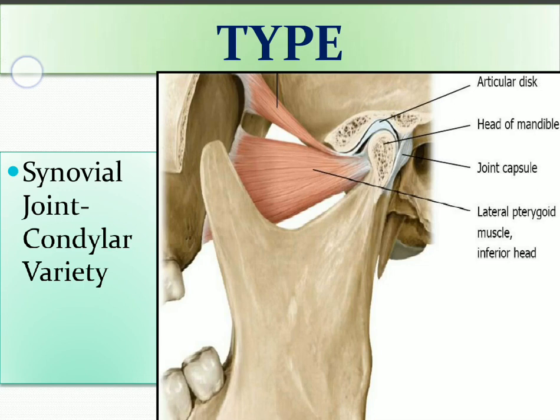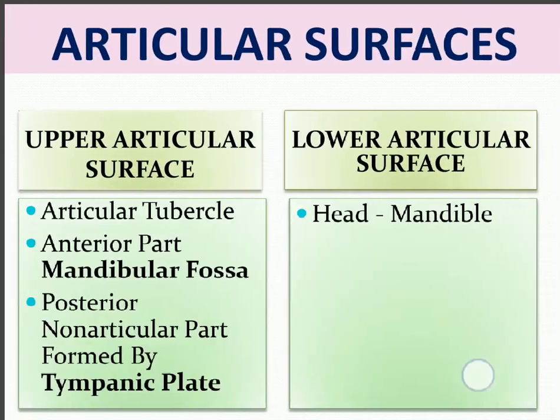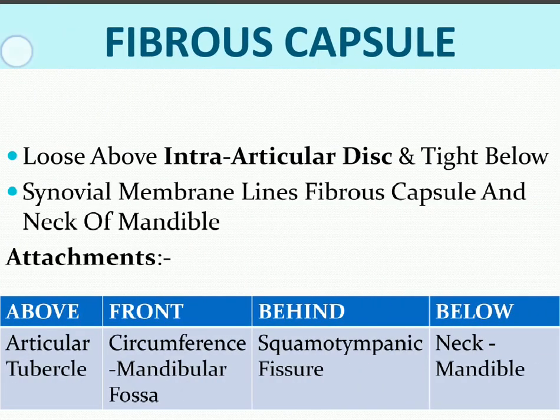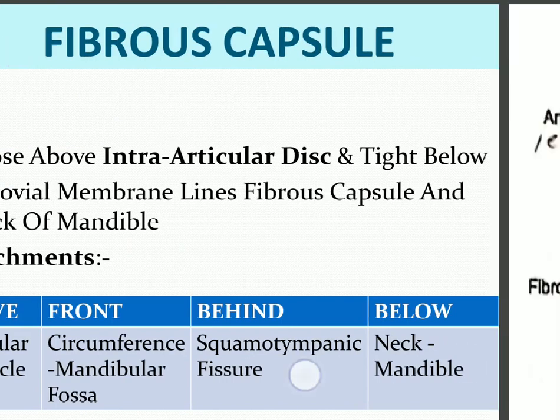That is, only the bones are sliding on the disc. But in the lower compartment, there is even rotation taking place. So the fibrous capsule is tightly attached below this disc. It is a synovial joint, so synovial membrane lines the fibrous capsule as well as the neck of the mandible.